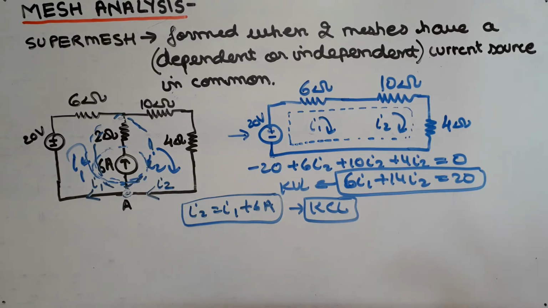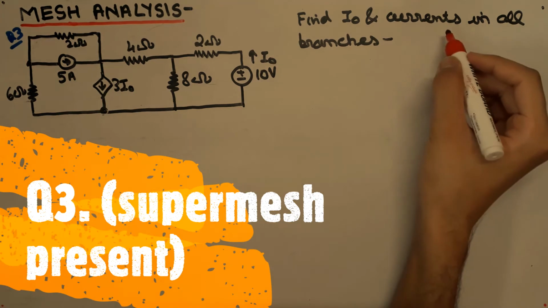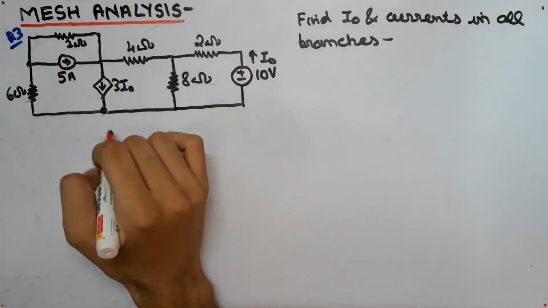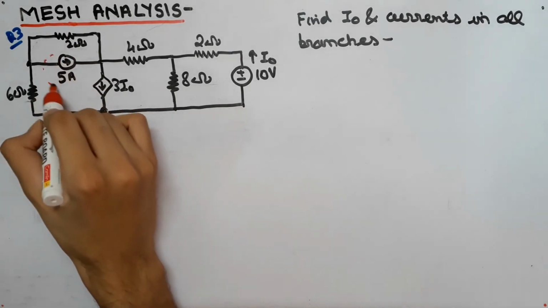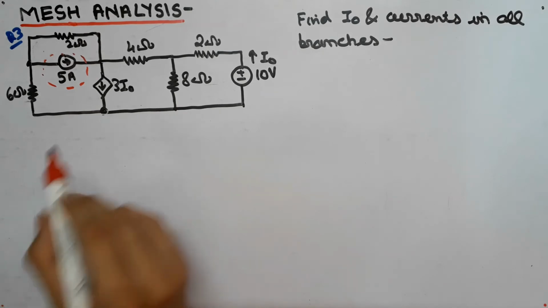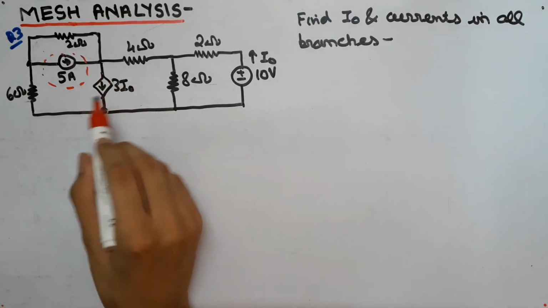concepts much clearer. Now in question number 3, we have to find the value of I0 and the current in all the branches. Now here we can see that we have two super meshes because we have an independent source over here which is common to these two meshes, that is mesh 1 and mesh 2, and we have a dependent source over here which is common to these two meshes, that is mesh 2 and mesh 3.